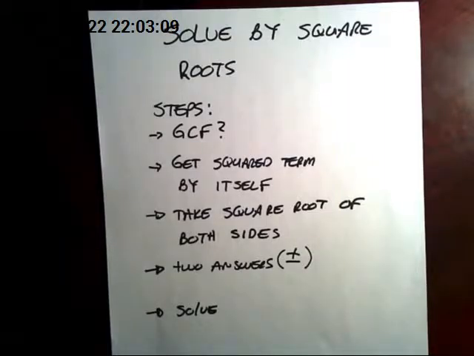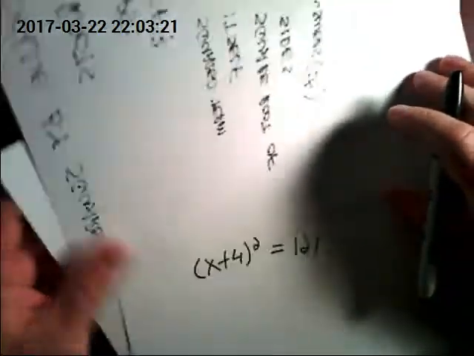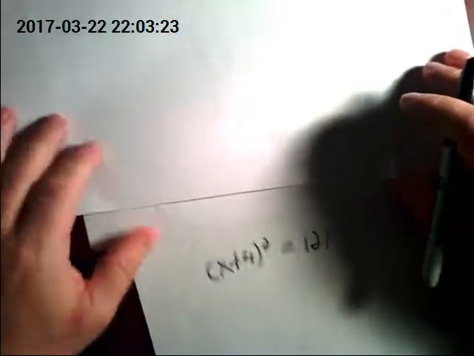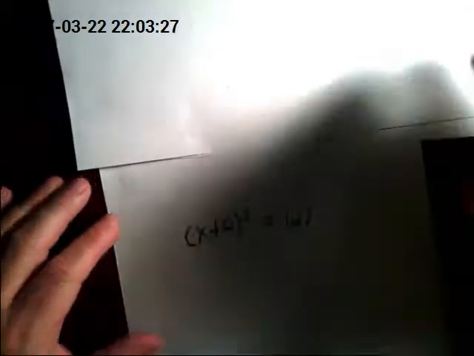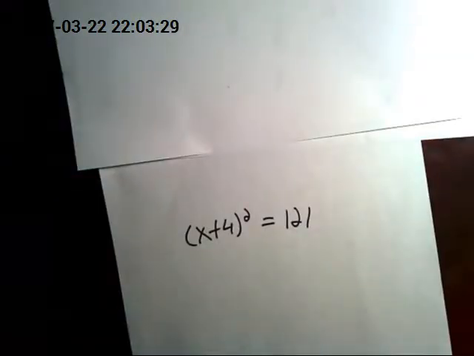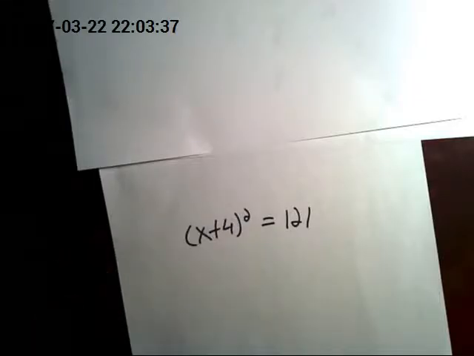Take the square root of both sides. Remember that you will have two answers, both a positive and a negative, and solve it. So let's see if we can do one of those. I have the quantity x plus 4 squared equals 121. My process says find the greatest common factor. There is not one. I got my squared term on one side with my squared on the outside.